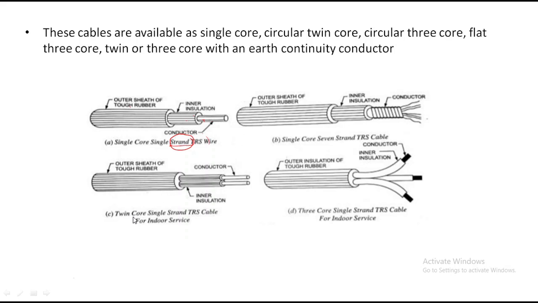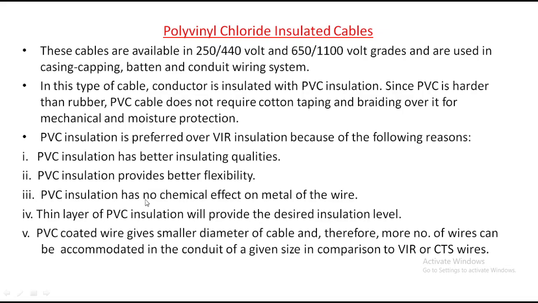Next, see, twin core single strand TRS cable for indoor services. For indoor services, this type of cable we are using, that is, we have one conductor and another conductor. Each conductor has insulation in order to avoid leakage between these two conductors, and these two conductors are covered by an outer sheath of tough rubber.